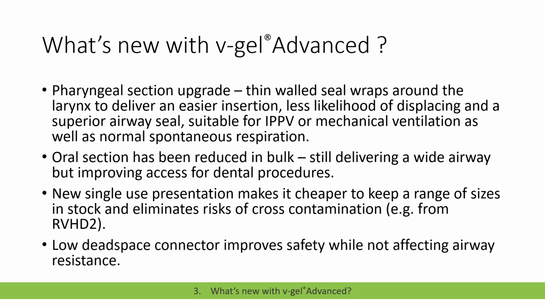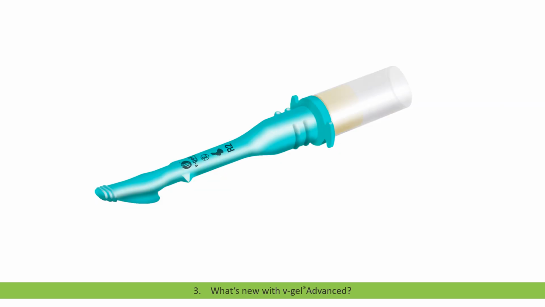We've changed the connector end to reduce the dead space down even further, but we've maintained that nice airway width all the way through the device. So we're maintaining the width roughly of the trachea of that animal, so we're not reducing the space down and increasing airway resistance. And here you can see an image of the v-gel Advanced.